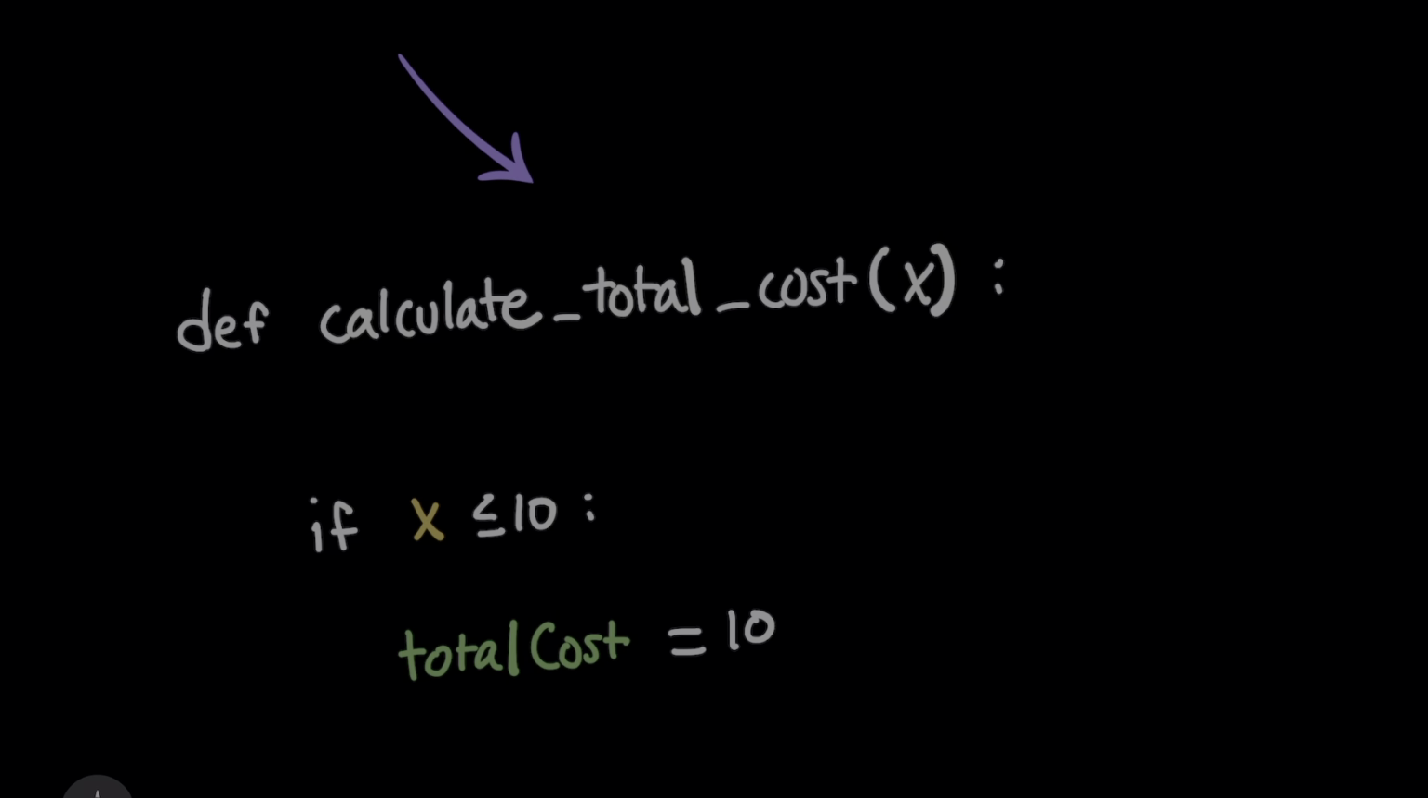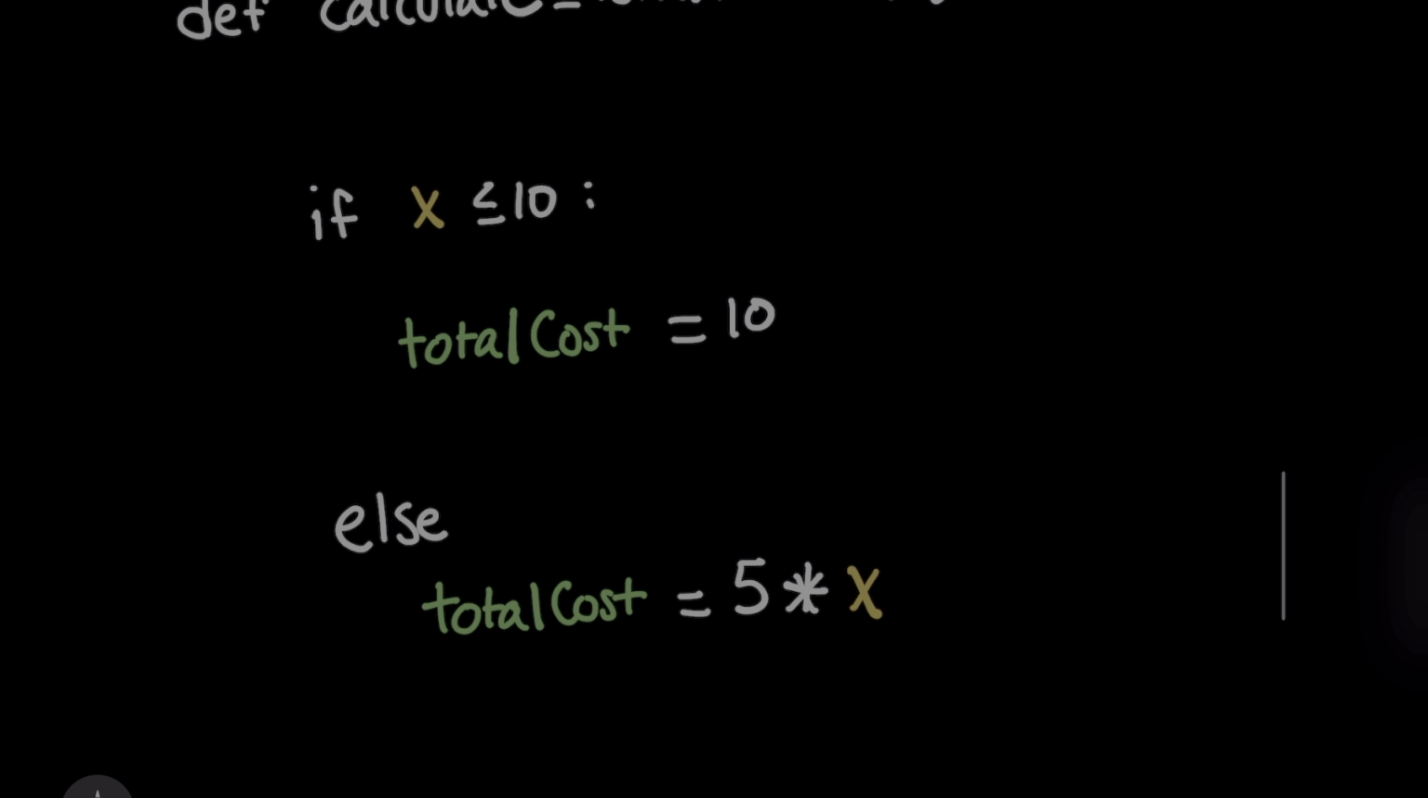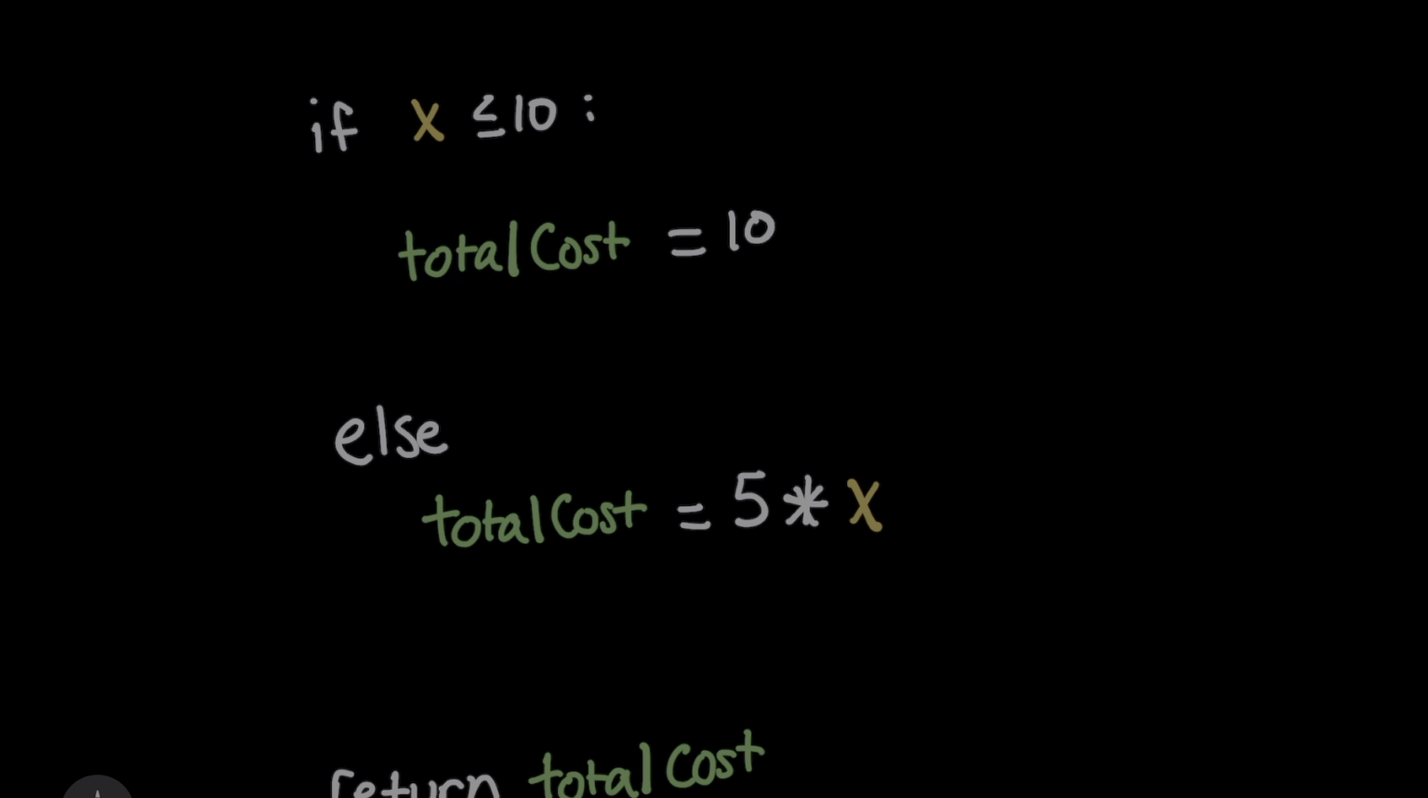And then this is where the beauty of the math comes in, because in the math above, the piecewise function can be written as if and else statements in code. What we're saying here is if the number of miles x is less than or equal to 10, this variable that I'm calling total cost will have a value of 10. And otherwise, or else, if I've gone more than that many miles, the total cost will be 5 times x.